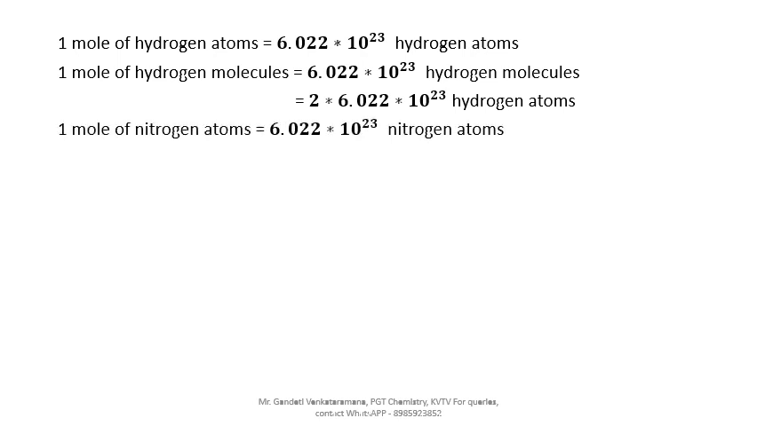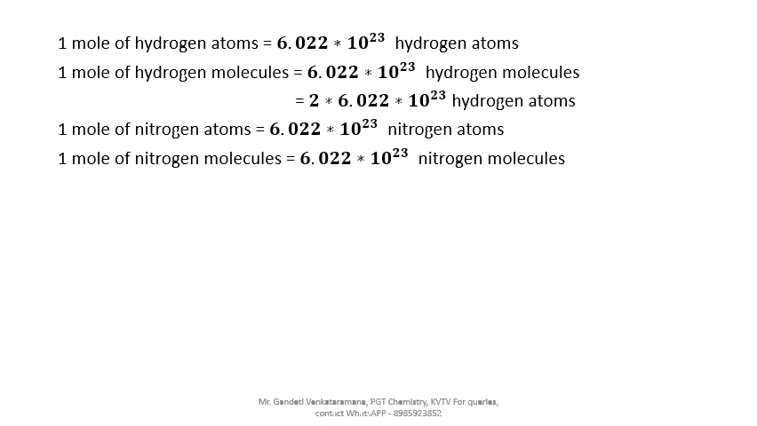Next, 1 mole of nitrogen atoms equals 6.022 × 10^23 nitrogen atoms. 1 mole of nitrogen molecules equals 6.022 × 10^23 nitrogen molecules. Now again we are converting nitrogen molecules to nitrogen atoms. One nitrogen molecule equals 2 nitrogen atoms. Nitrogen molecule N2. You know already nitrogen molecule, I will write here.